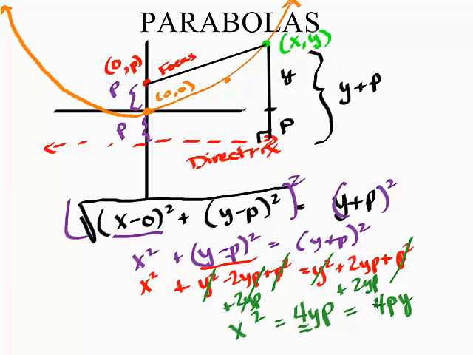So let's do a couple examples. Let me erase everything, and then we'll start with a couple examples. Let's say we have x squared is equal to, I don't know, 8y.